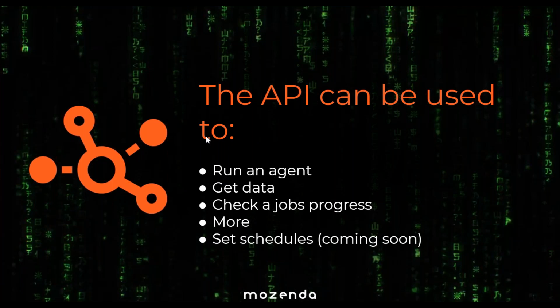A few things can be said. Anytime you want to run an agent, the API can execute that for you. Anytime you want to get the data from the agent that's just run, again, the API can do that. The API can also be used as a status checker, essentially, to check how your job is going, if it's in an error status, if it's pausing, or if it's finished.